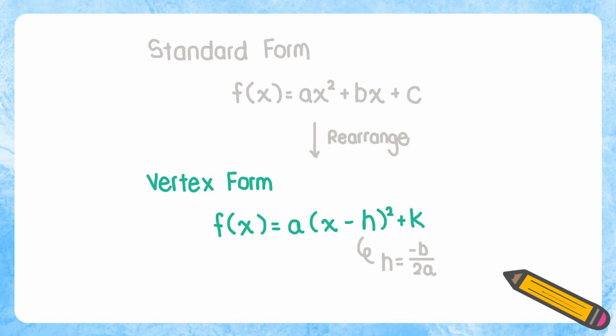And here, h is actually equal to negative b over 2a, but you don't exactly have to remember this. It's just a quick note. Right now, we will not be looking at how to convert from standard form to vertex form. Just know that they are the same thing, written differently.